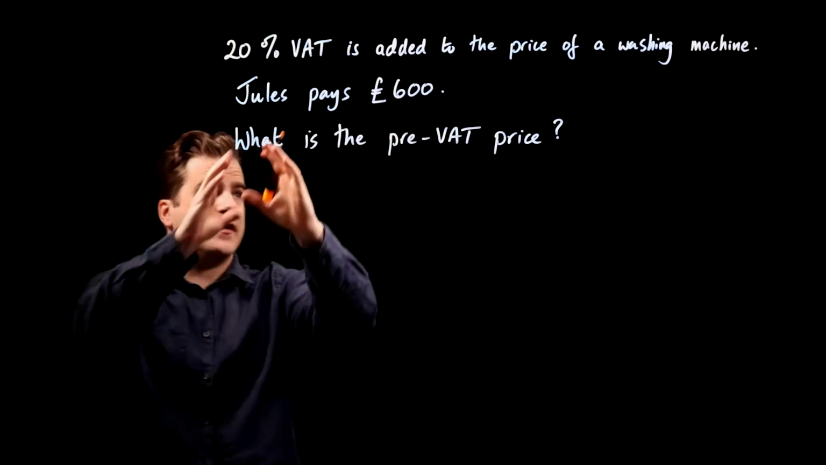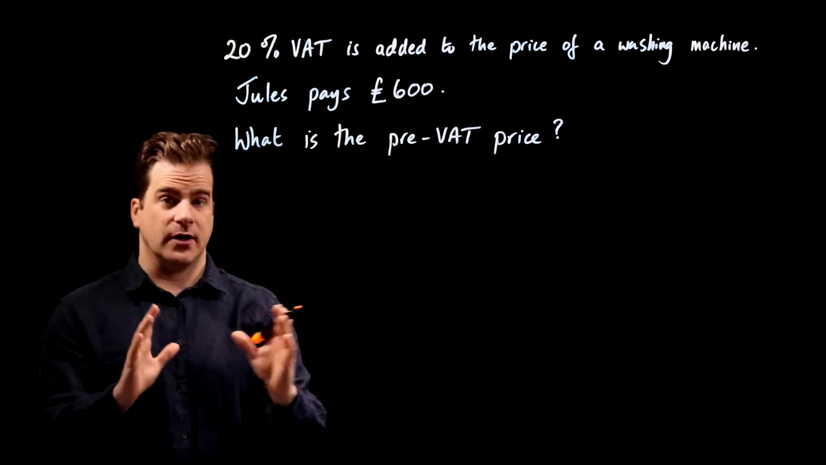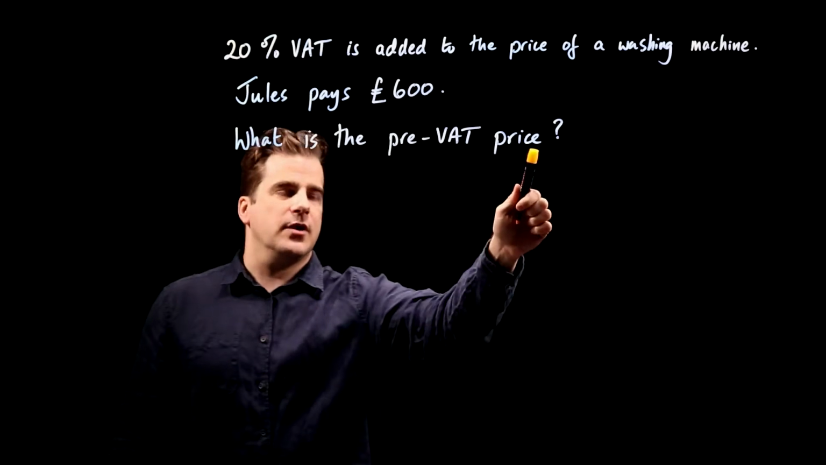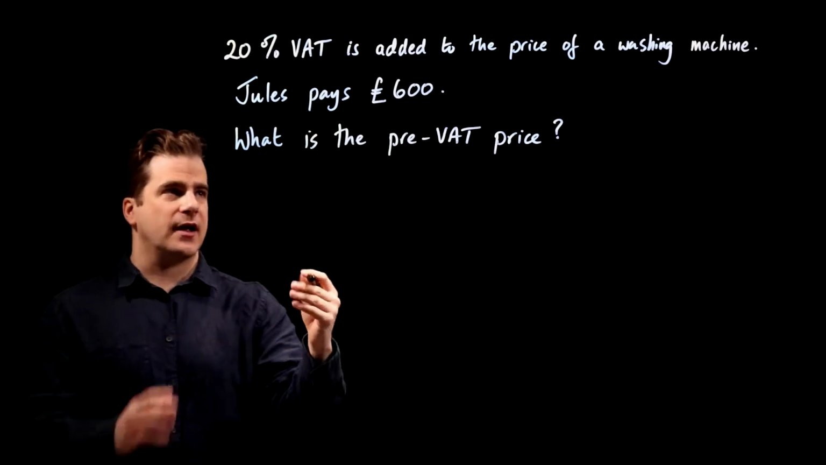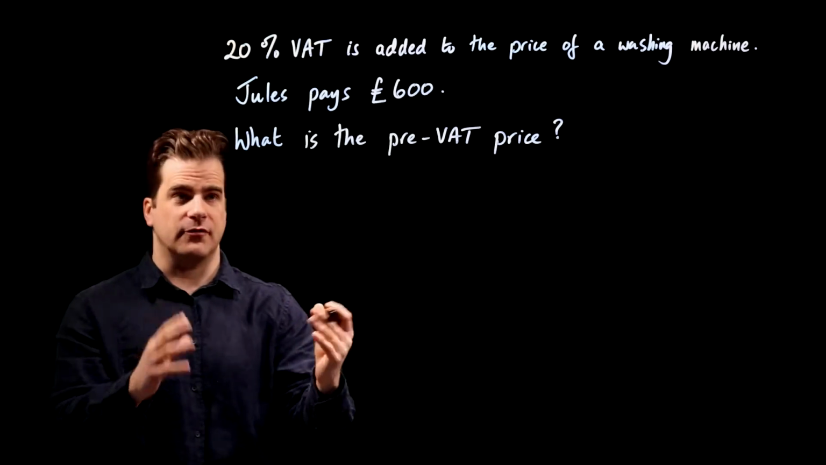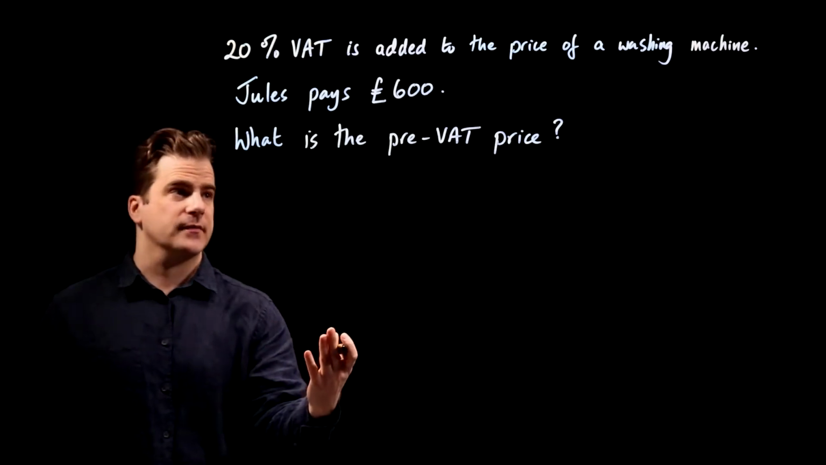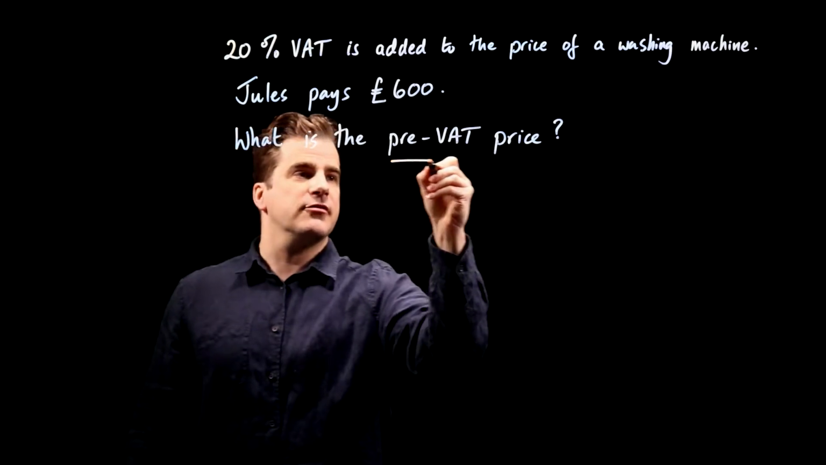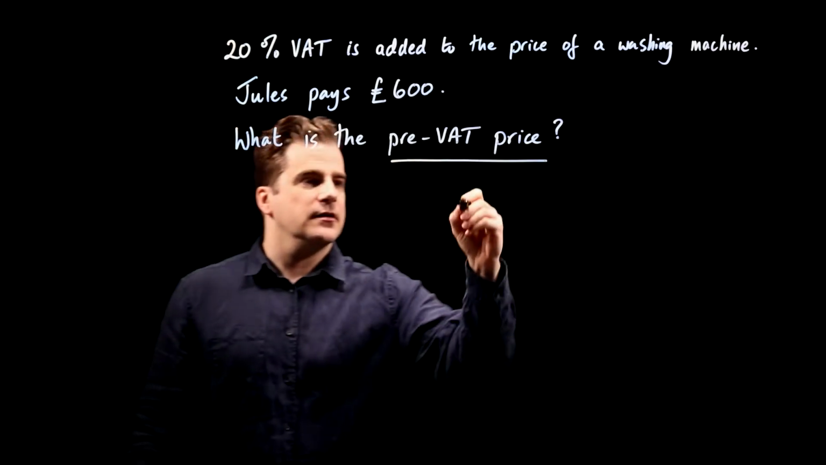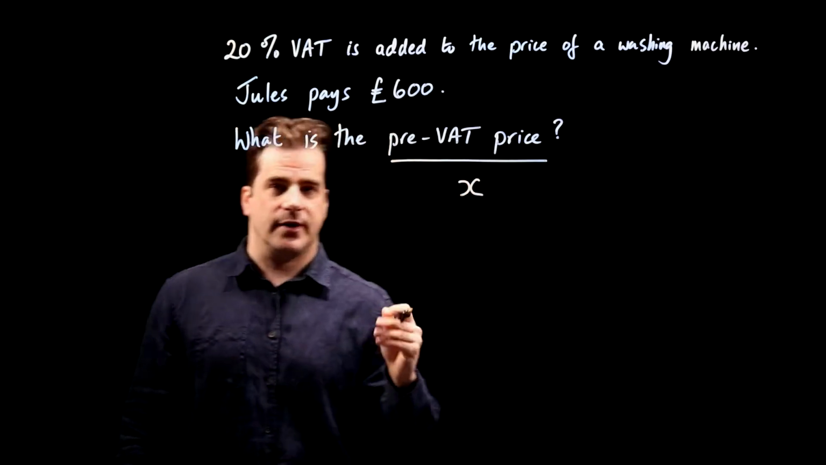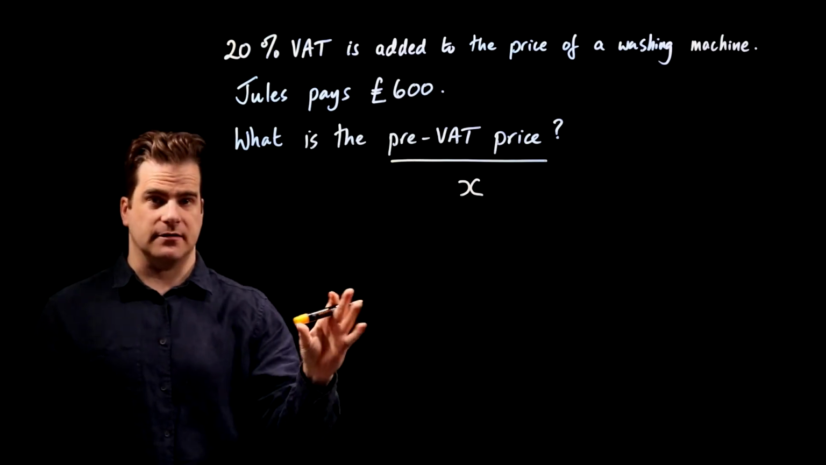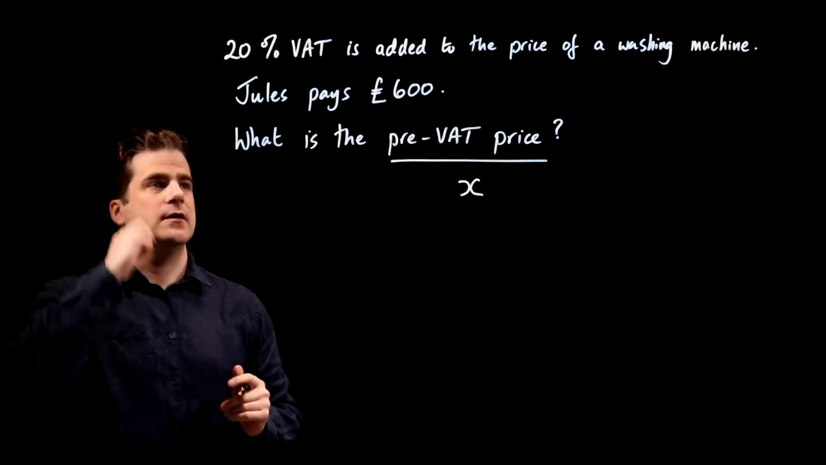Okay, so we've got to put this information into an equation. It's asking us to work out something that we don't have a variable or a symbol for, so you have to introduce your own. Let's call the pre-VAT price, in time-honoured tradition, let's call that x. So we have to find x. So x will be involved in our equation that we're going to build.